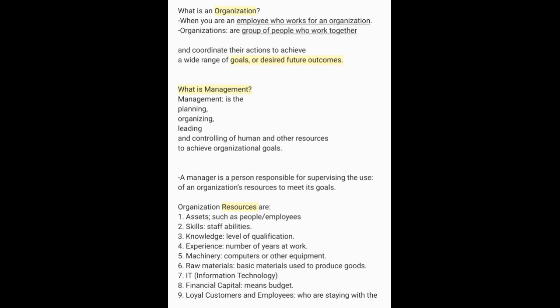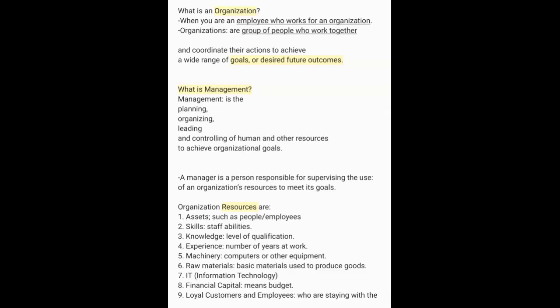Okay, and what should we know? We should know the definition of an organization. If I am an employee, I am a worker of the organization. An organization is a group of people who work together, and they work in order to achieve a goal or future outcome.